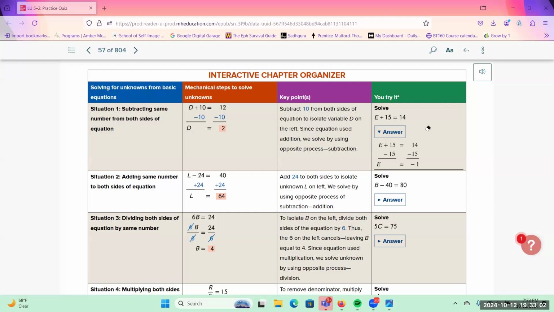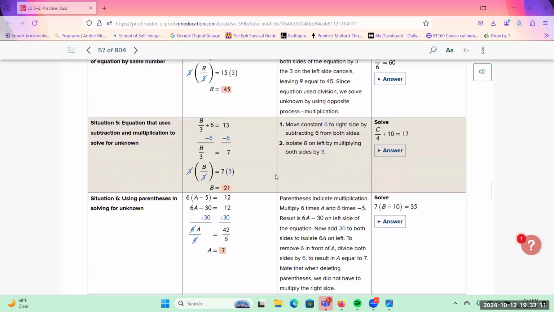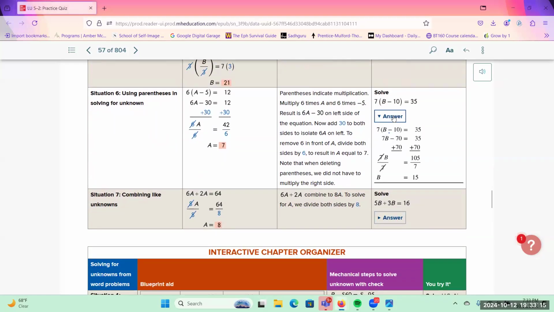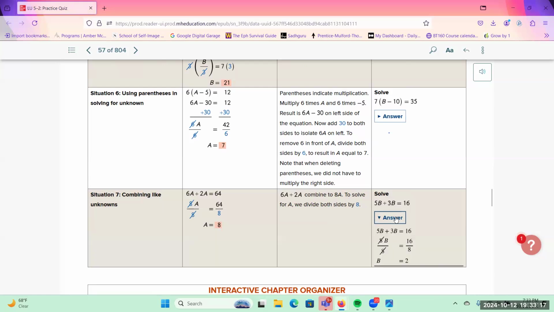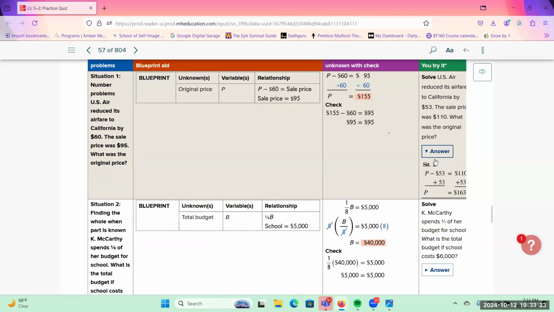And once we get to those virtual office hours, if you've got questions, I'm happy to help you out with those. But definitely make sure that you take a look at your interactive chapter organizers. And like I said, each of these little samples in here will have an answer drop down that will show you how they came to the answer.